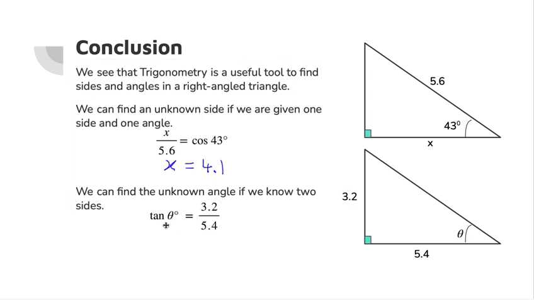And here we can find the angle. If we know two sides, we can find the angle. And here the angle, use the shift inverse function, is 30.7 degrees.